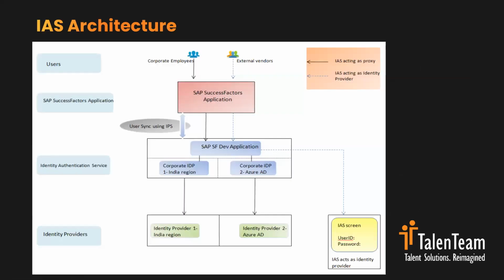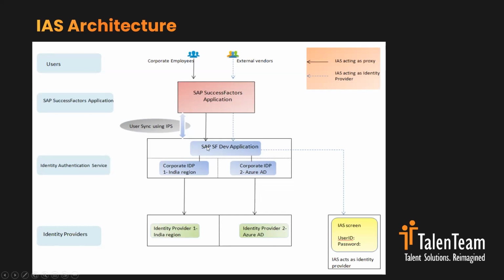This is a simple diagram view just to make you understand IAS a little bit better. And this is assuming SuccessFactors is one of the primary applications that you are using, right? So for example, if you look at corporate employees path, if an employee is trying to log into SuccessFactors application, then his data will sync to your IDP using, or in this case, IAS using IPS. And then IPS can decide where the call should be redirected, right? Whether you want your call to be redirected to, let's say, identity provider of India region or identity provider of Azure that might be used in another region your company operates in, right?